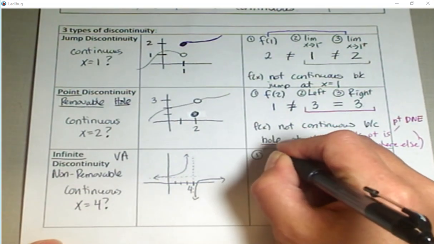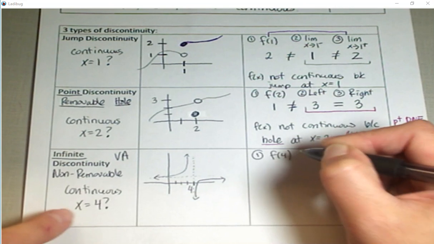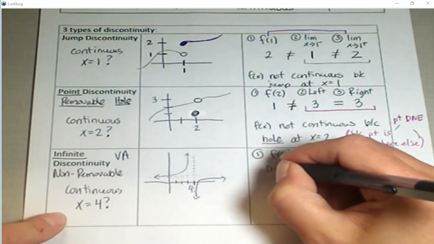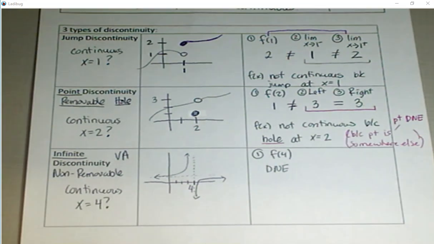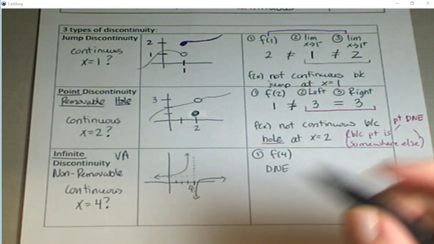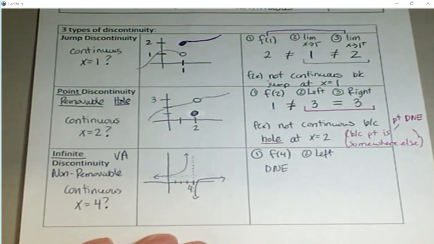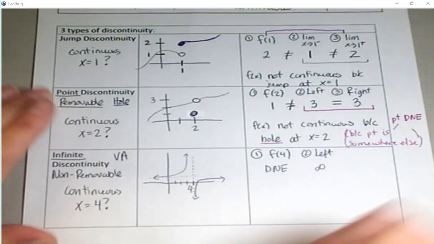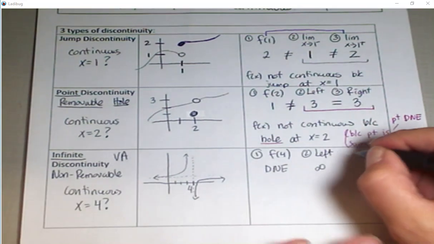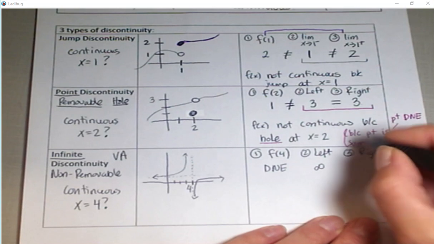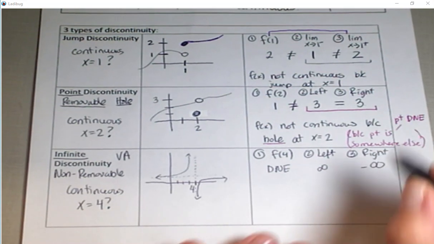All right, here we go. So we're looking for continuity at 4. We try f of 4 and it doesn't exist. There's no point. Okay, I try the left. To the left of 4 is positive infinity. And then I try the right, and the right of 4 is negative infinity.